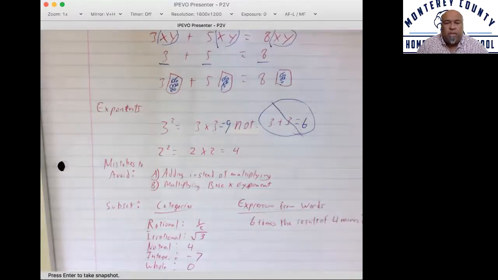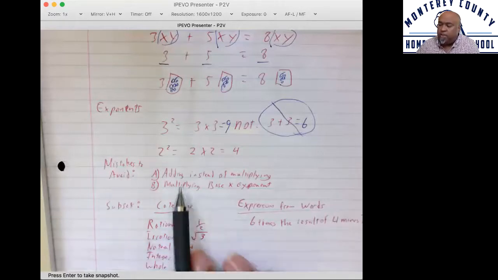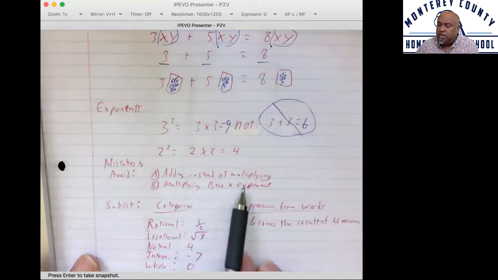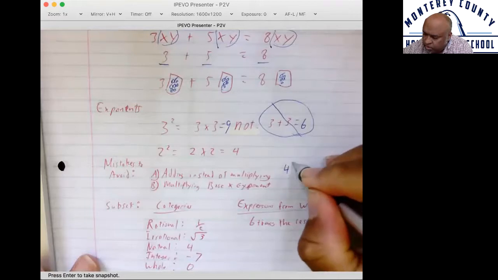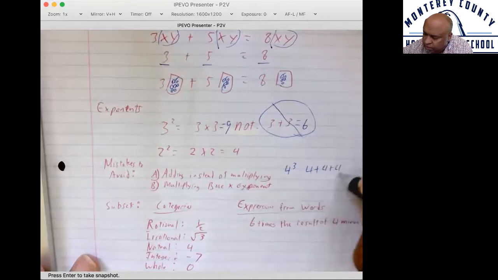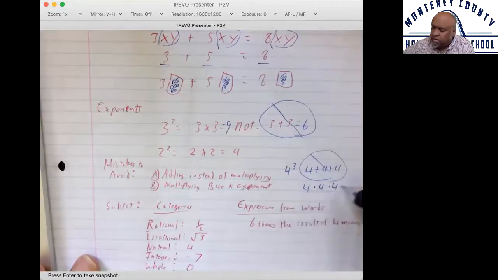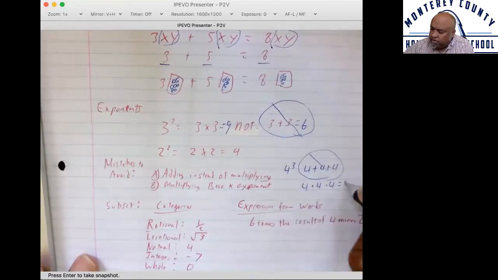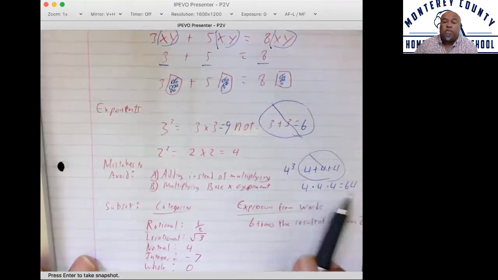Now, let me say one of the reasons why this is a problem. I'll jump back to this problem here, but I want to say the mistakes to avoid. The first mistake is when people see exponents, they add instead of multiply. So for example, if they see 4 to the third power, they think 4 plus 4 plus 4. But it's not that, it is 4 times 4 times 4, which would be 64. Because 4 times 4 is 16, 16 times 4 is 64.